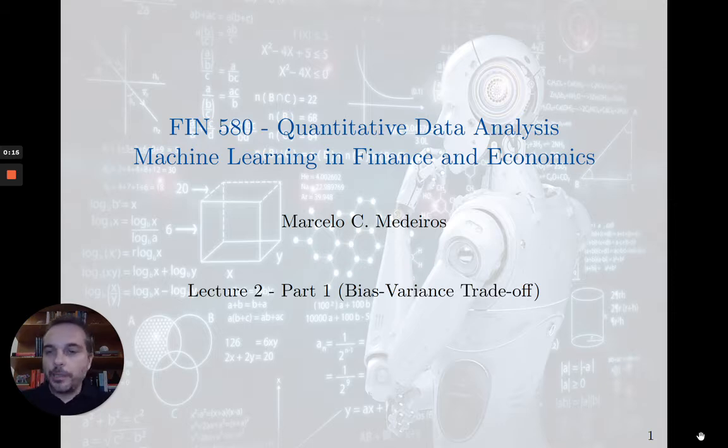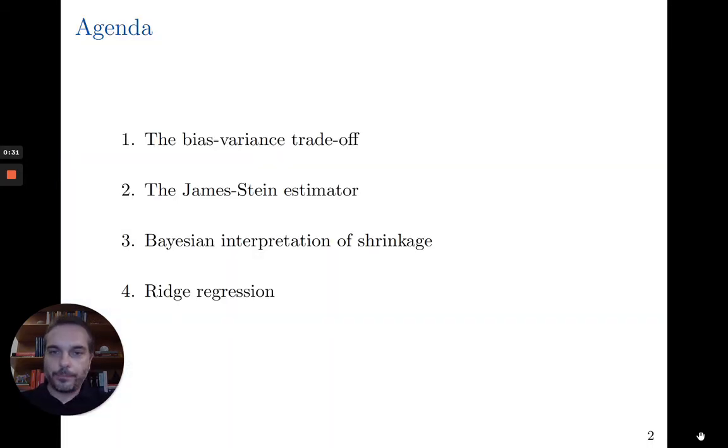And we are going to start this lecture by talking about the bias-variance trade-off. And then we are going to move towards ridge regression. There will be three blocks for this lecture too. So let's start our first block.